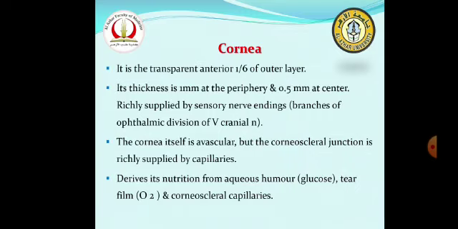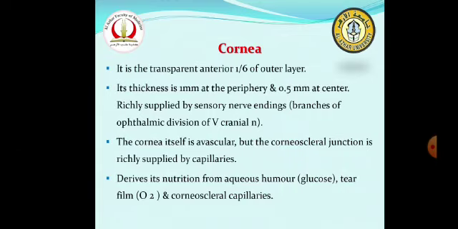It is the transparent anterior 1/6 of the outer layer. Its thickness is 1 mm at the periphery and 0.5 mm at the center. It is richly supplied by sensory nerves, branches of the ophthalmic division of the fifth cranial nerve.